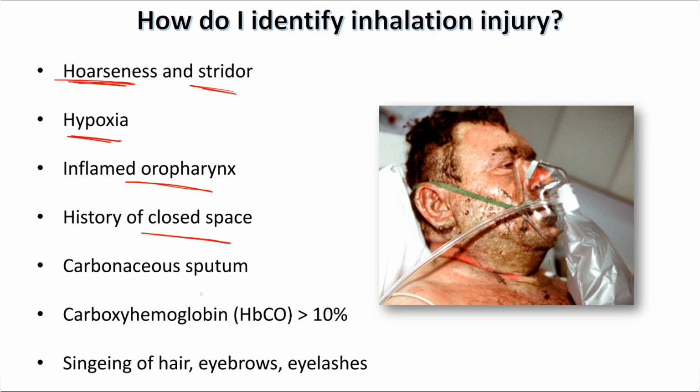Carbonaceous sputum. And also carboxyhemoglobin, if you measure it, especially on the ABG machine, more than 10%. Although they say in non-smoker people more than 5% is significant, more than 10% in smoker people is significant. Singeing of hair, eyebrows, and eyelashes is also happening in this patient.